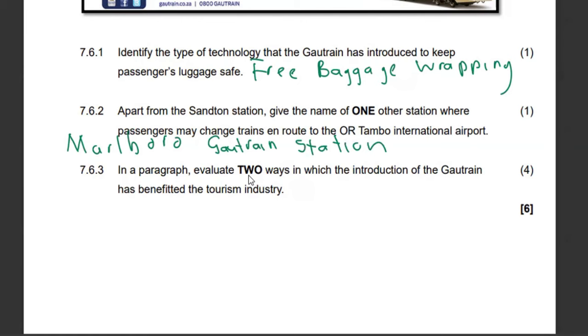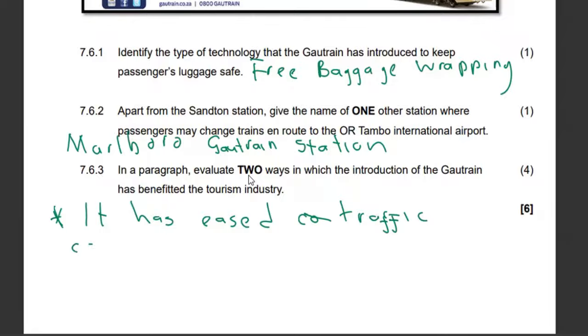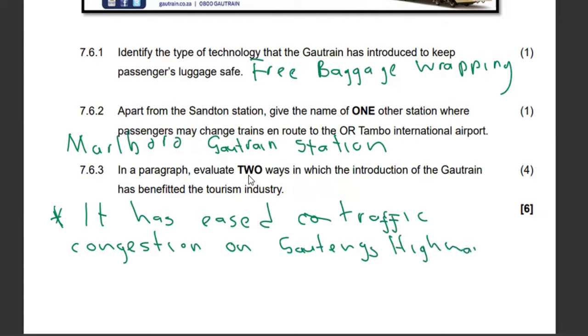Then 7.6.1, in a paragraph, evaluate two ways in which the introduction of the Gautrain has benefited the tourism industry. So I'll just list the points, but you'll be required to write full sentences, of course. It has eased congestion, or traffic congestion, on Gauteng's highways. That is the first thing.